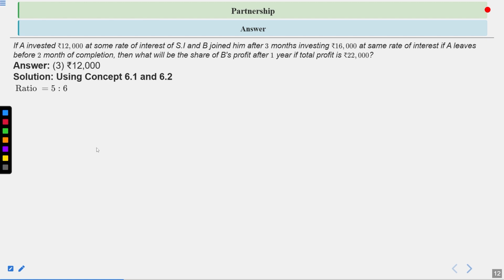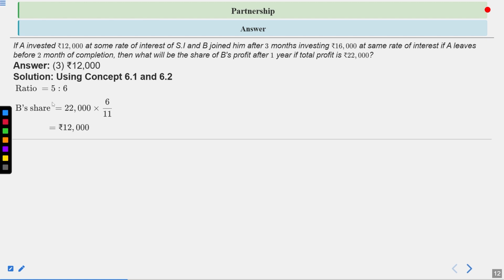So the ratio becomes 5 ratio 6. Now B's share will become, because profit share ratio is the investment multiplied by time, we get the ratio 5 ratio 6 and this ratio should be equal to the profit share. So the total profit is 22,000 rupees and out of which 6 units is B's share out of 11 units, because we added 5 plus 6, the total profit ratio will become 11 units. So out of 11 units, 6 units is the share of B. So when we simplify it, we get the share of B, which is 12,000 rupees. So the third one is the correct answer of this question.